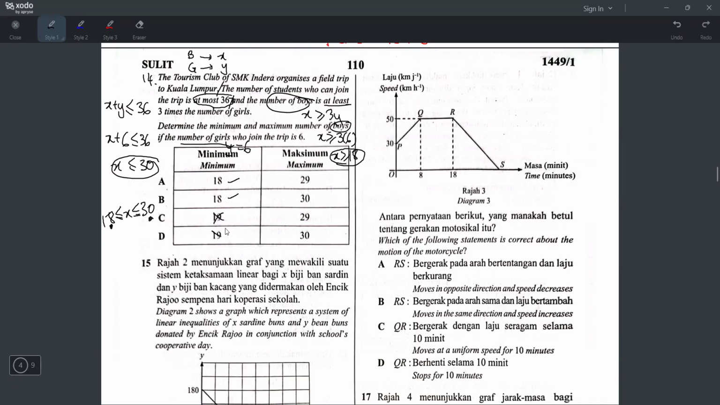Okay, so ini salah, ini salah. And then the maximum is 30 because 30 is included. Sebab kalau dia ada line means kita boleh ambil juga. Okay, so 30, so this one wrong lah. So the answer is B, boy. Okay, so sudah siap lah. Okay, let's continue.